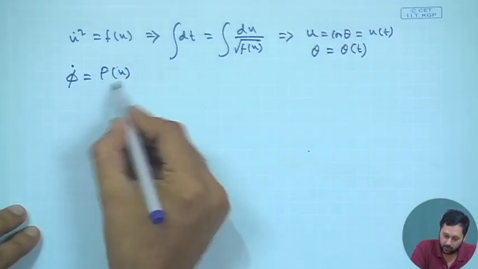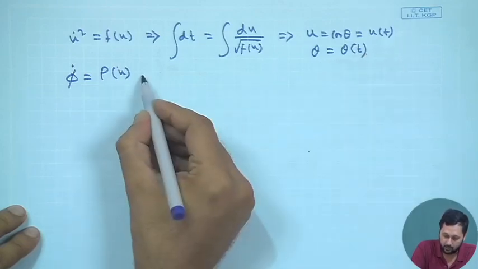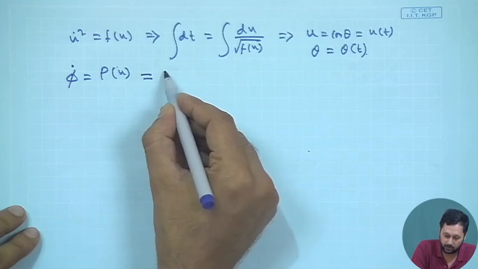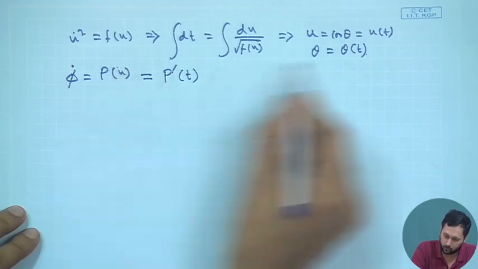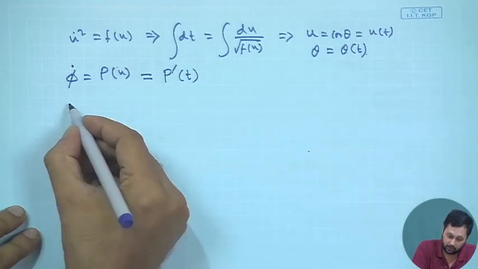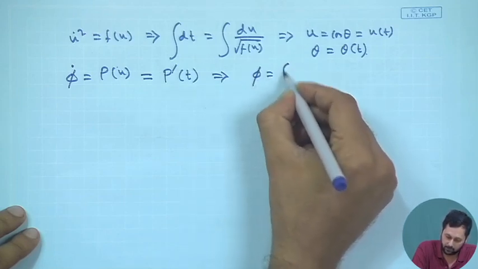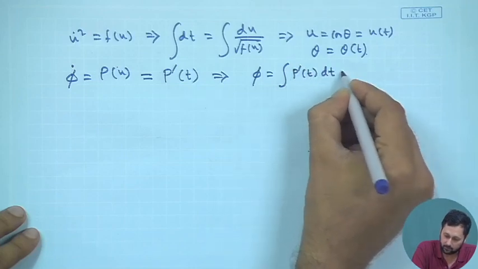And now, once you get u equal to u in theta in terms of t, you can substitute, you can define a new function which is p prime of t by substituting the u here. So, essentially this can be integrated to give phi, which will be the integration of p star t dt.